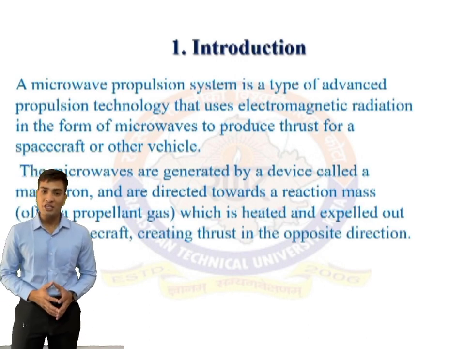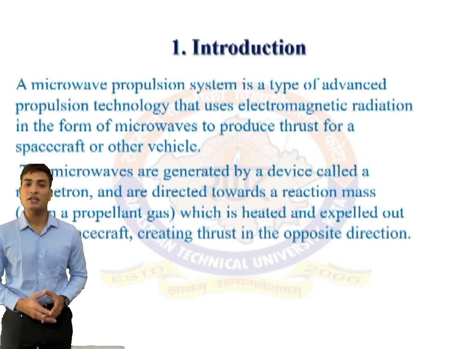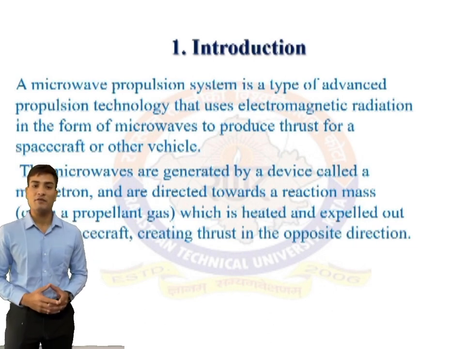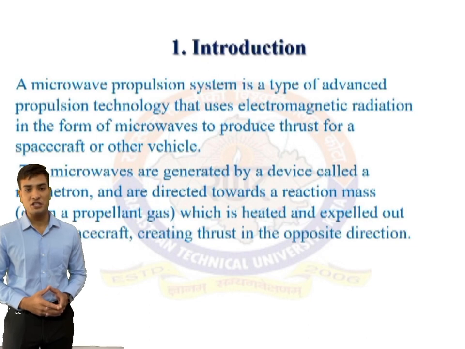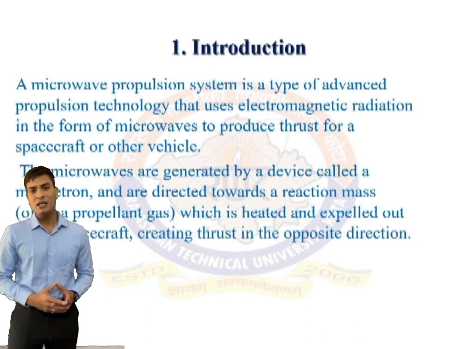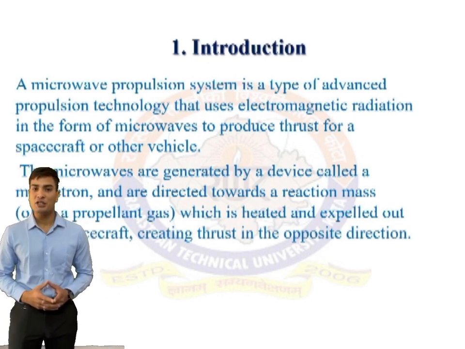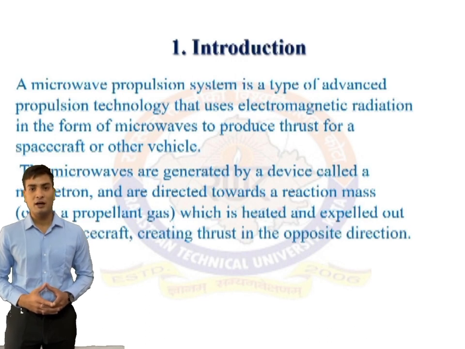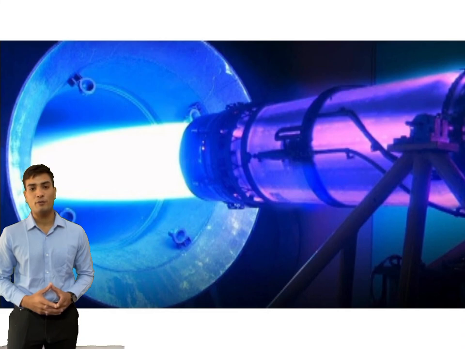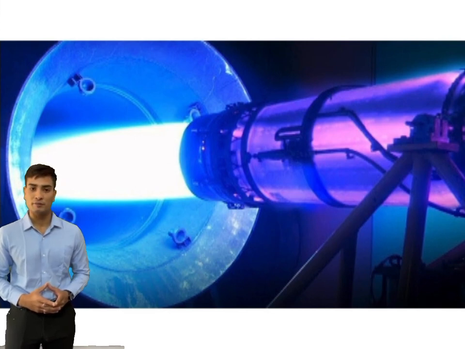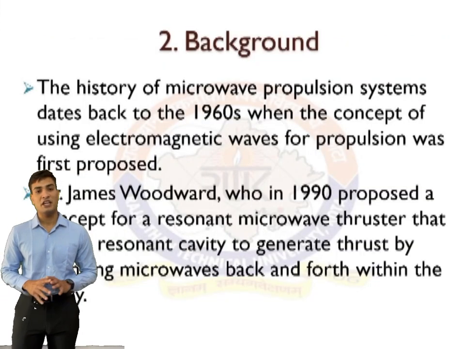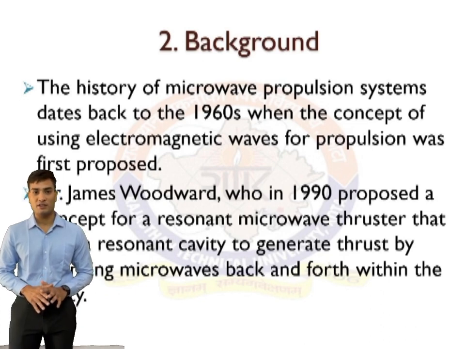One of the key advantages of microwave propulsion is that it can provide higher specific impulse, a measure of thrust efficiency, than chemical rockets which rely on combustion to generate the thrust. Microwave propulsion can also potentially use a wider range of propellants including inert gases such as xenon or argon, which can be more efficient than the traditional rocket fuels. So this was the introduction of microwave propulsion system.